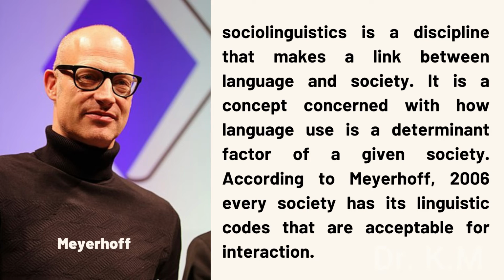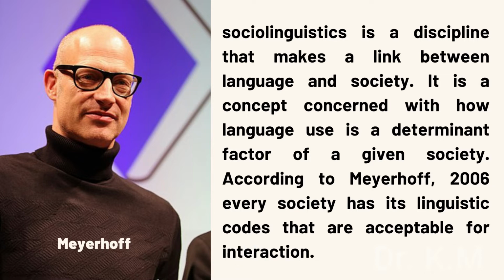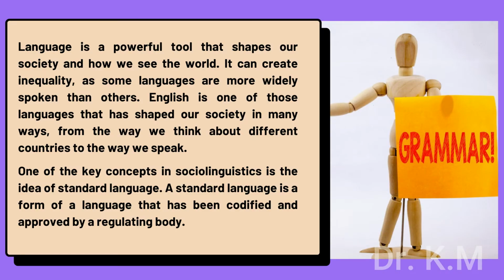Sociolinguistics is a discipline that makes a link between language and society. It is a concept concerned with how language use is a determinant factor of a given society. According to Meyerhoff, 2006, every society has its linguistic codes that are acceptable for interaction. Language is a powerful tool that shapes our society and how we see the world. It can create inequality, as some languages are more widely spoken than others. English is one of those languages that has shaped our society in many ways, from the way we think about different countries to the way we speak.